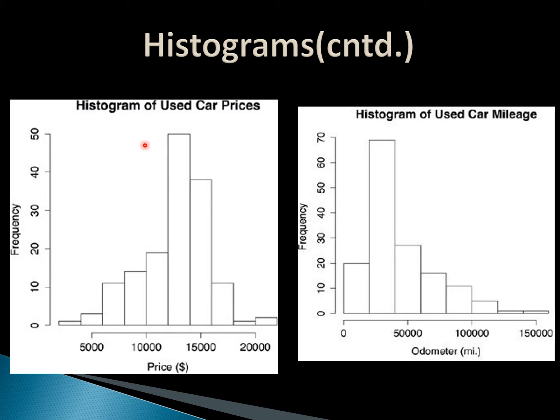So this is an example of a histogram plot. The first plot is the histogram of used car prices, and this is the histogram of used car mileage. Here you can see that for this particular plot, from 0 to 5000, the value is somewhat low. That means the frequency of data in this particular range is very low compared to the others.